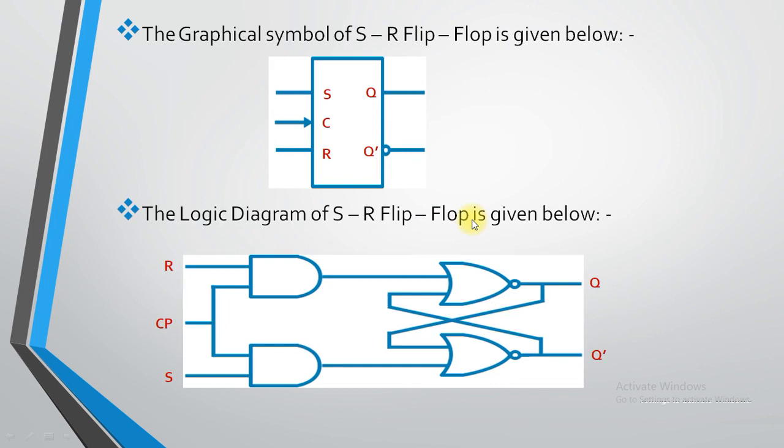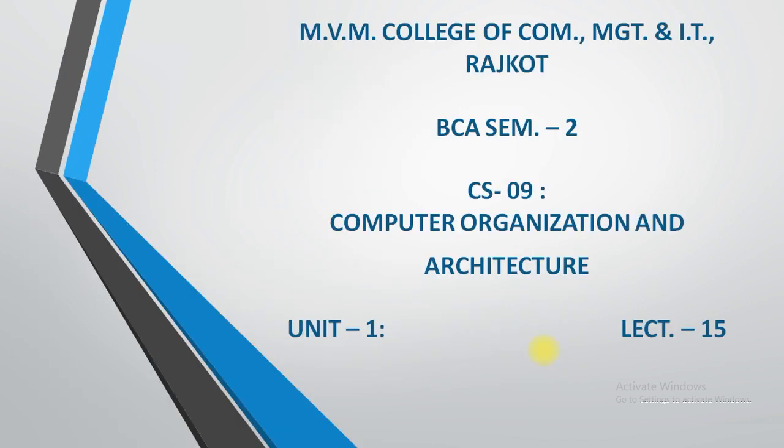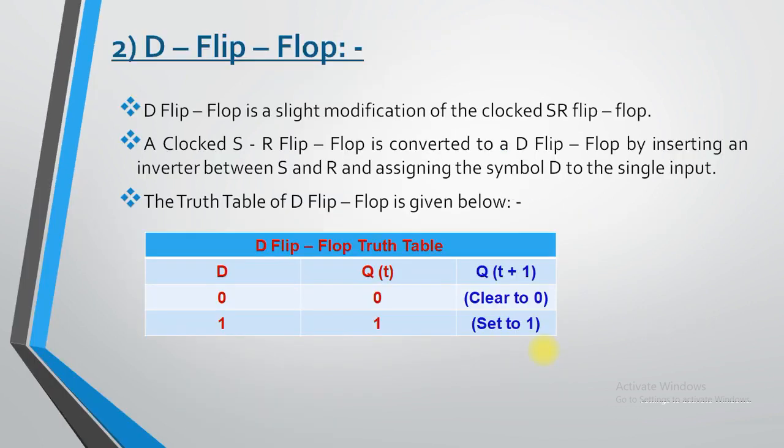Here is the graphical symbol as well as the logical diagram of the SR flip-flop. We pass the R and S values, and as the input of the AND gates we pass clock pulses. After that, with the two XOR gates, we need to use a cross-coupled connection, which is referred to as the feedback path. Now you can copy and paste it for the D flip-flop.